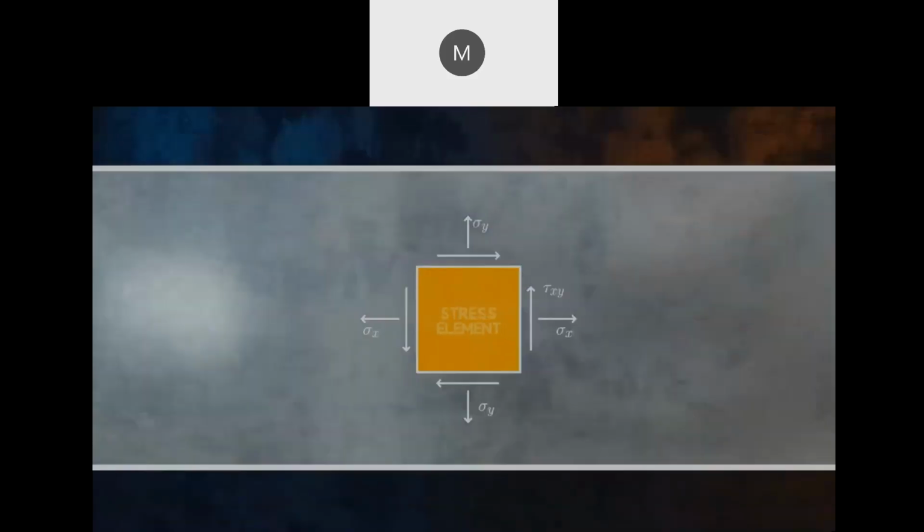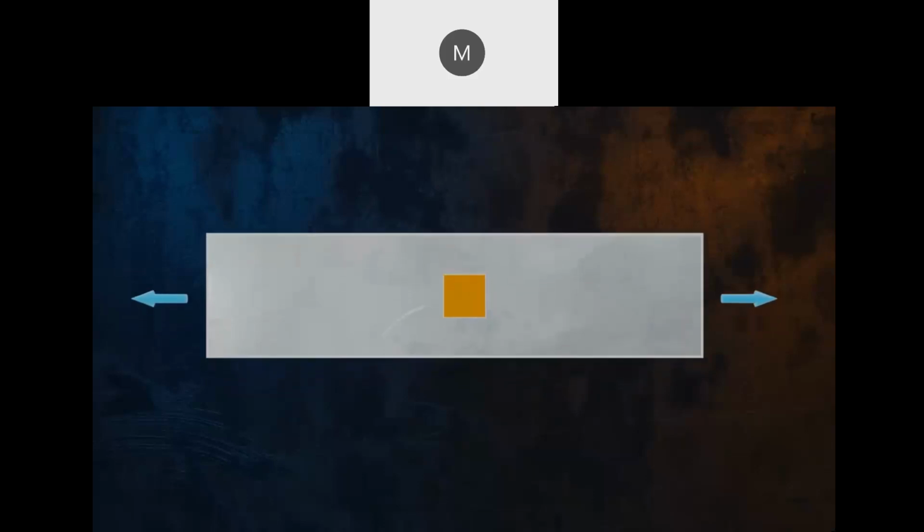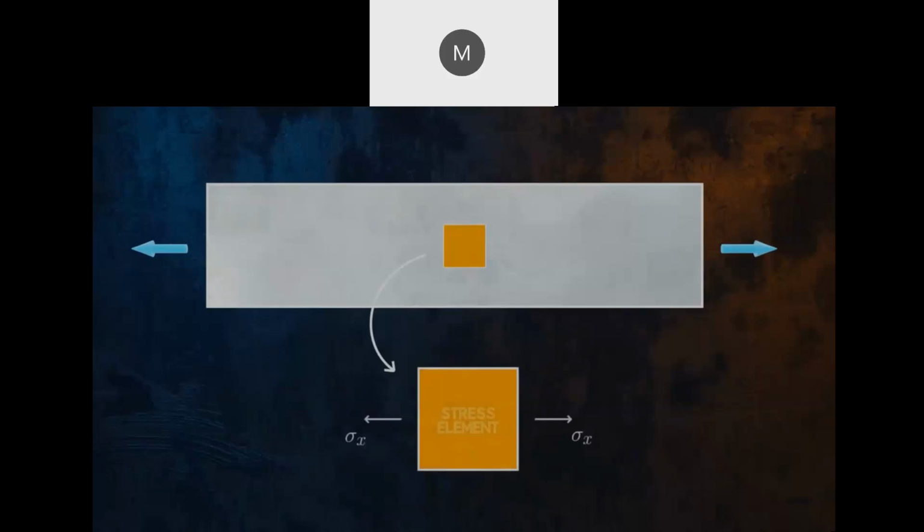Let's look at a simple example of a beam under axial load. Our stress element is aligned with the direction of the applied load, and so the stress state will be very simple. We will only have normal stresses sigma x and sigma y, and the shear stresses will be 0.